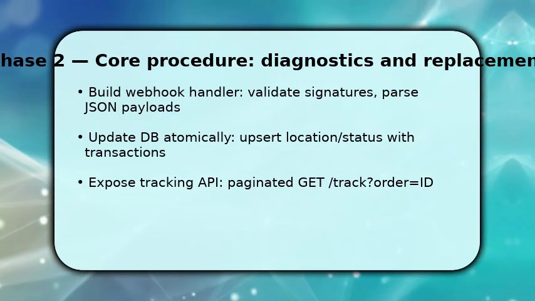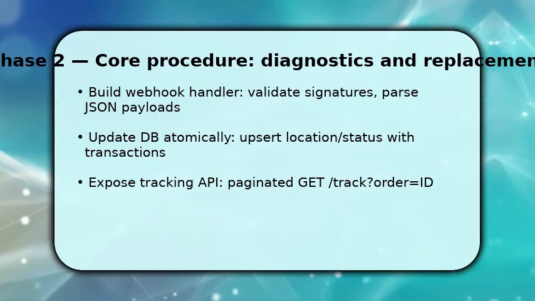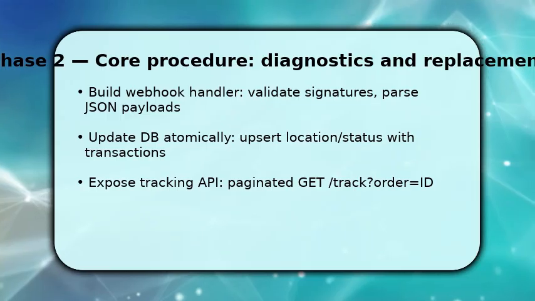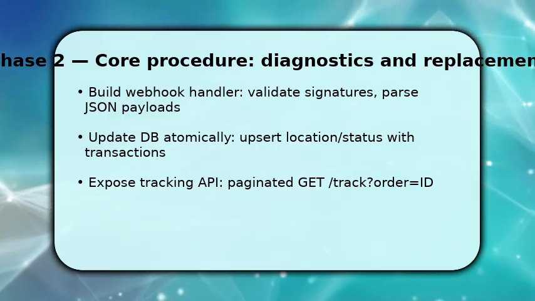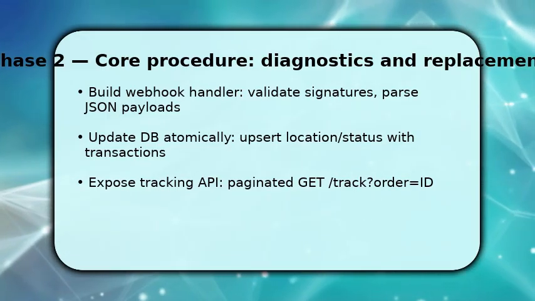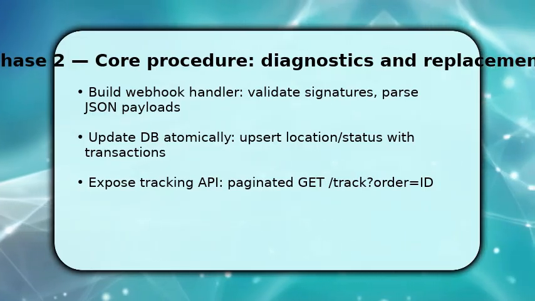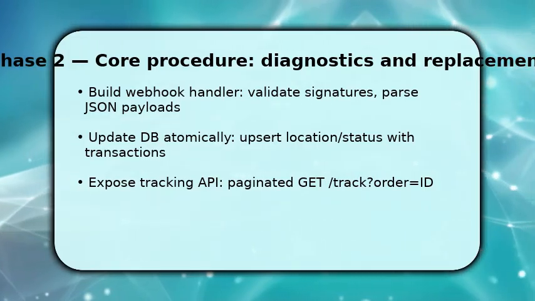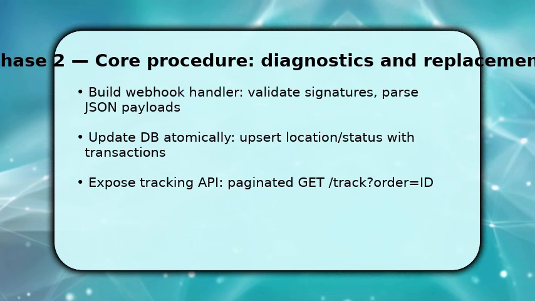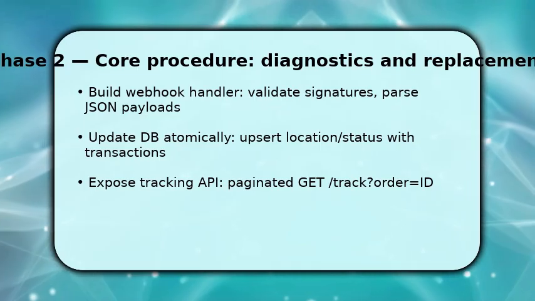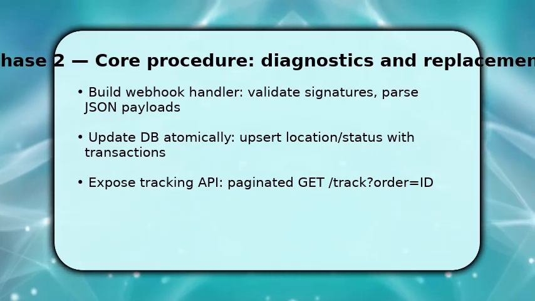Then write the service logic to upsert location and status into the database inside a transaction so partial writes don't corrupt state. Once that is in place, add a public tracking endpoint that returns the latest status and a bounded history. Paginate results to avoid huge responses. Also add caching at 5-10 seconds for hot requests to reduce DB load without sacrificing freshness.